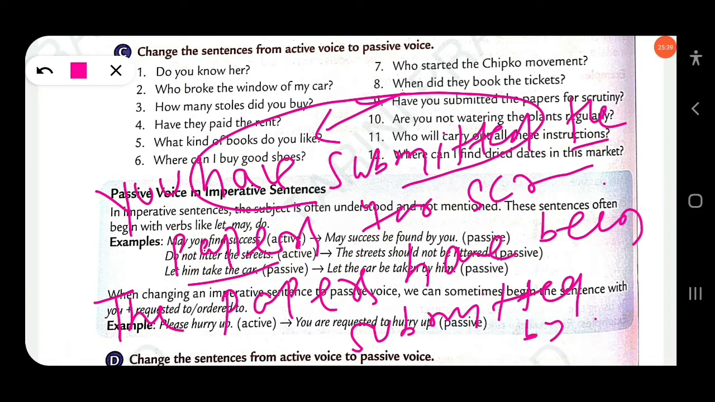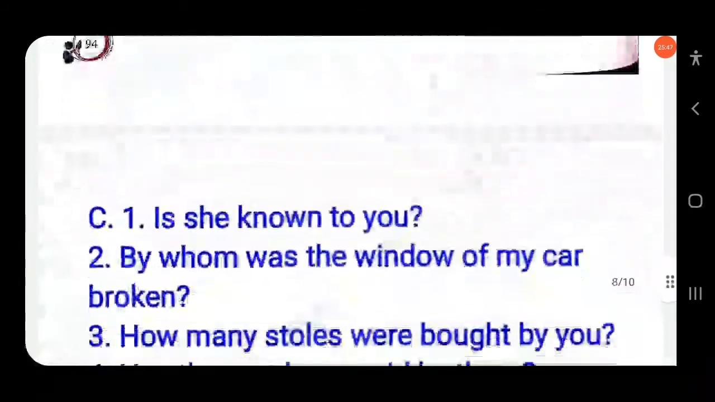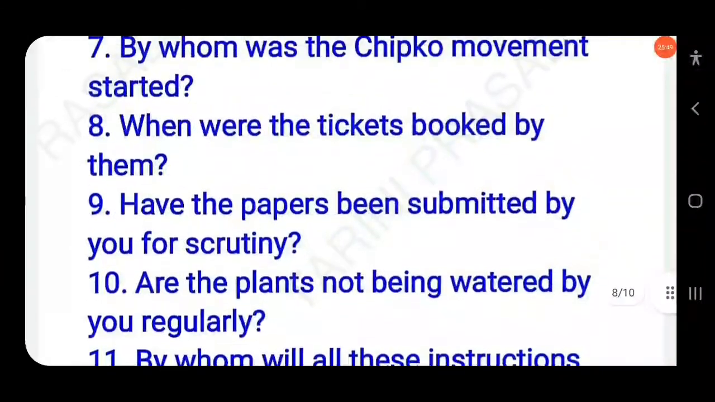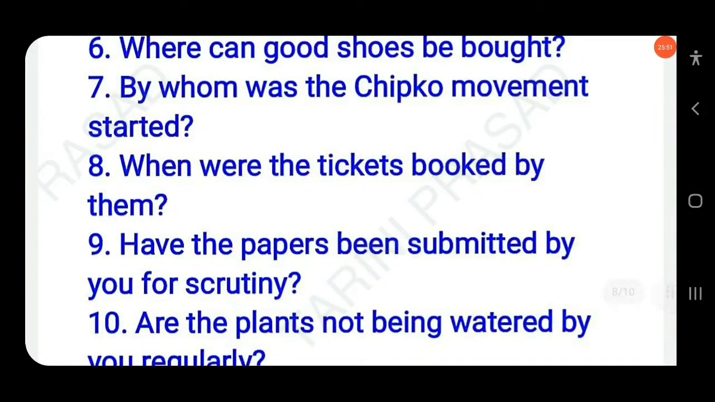As here it is a question, you have to use have at the beginning of the sentence. Have the papers been submitted by you? Clear? So look at this. Have the papers been submitted by you? Yes, you have to also add for scrutiny.